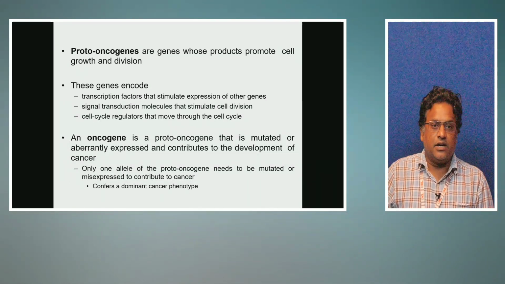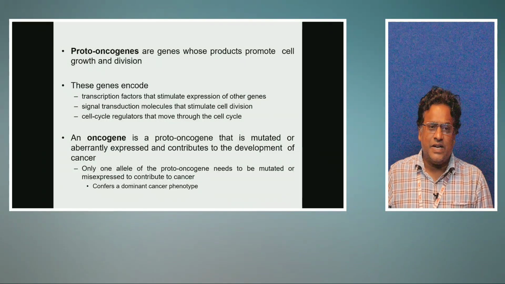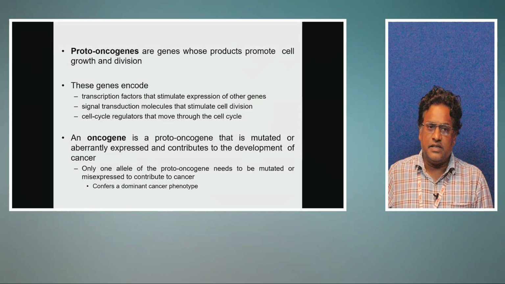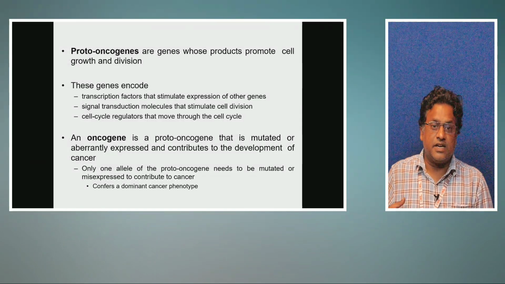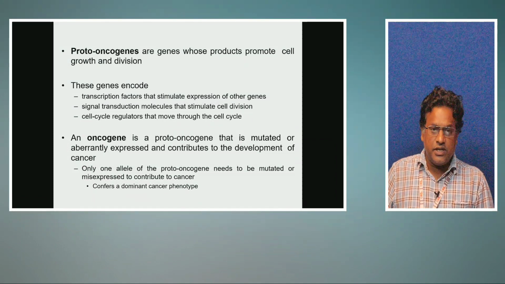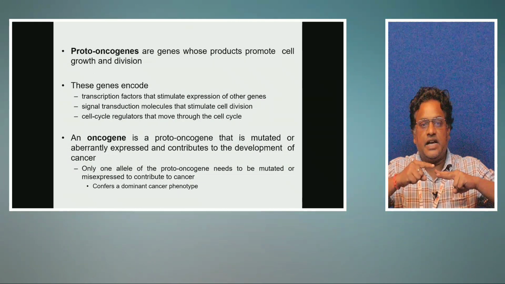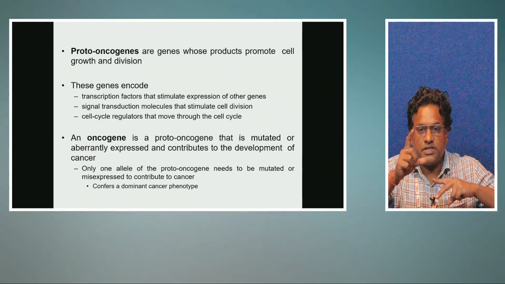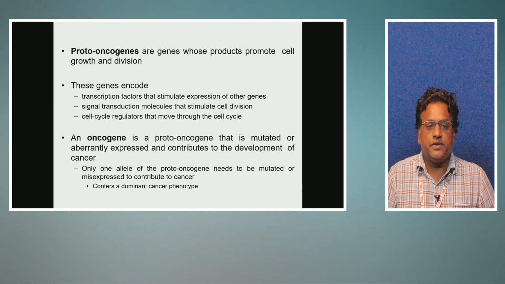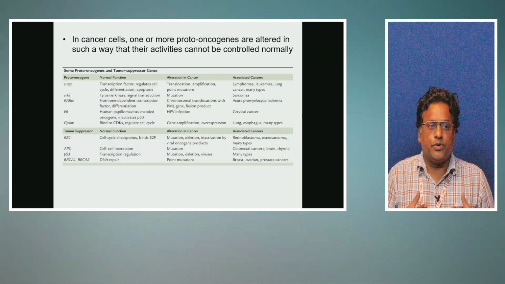These genes encode transcription factors that stimulate the expression of other genes, signal transduction molecules that stimulate cell division, and cell cycle regulators that move the cell through the cell cycle. So what's an oncogene? It is a proto-oncogene that is mutated. When it has been mutated, it becomes an oncogene, abnormally expressed, and contributes to the development of cancer. There are different types of proto-oncogenes.